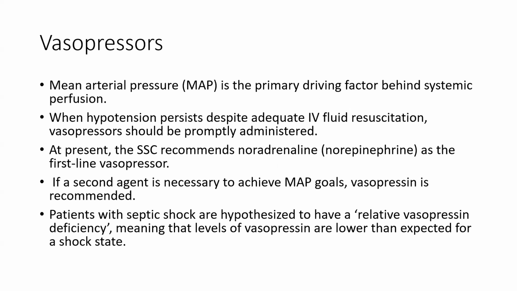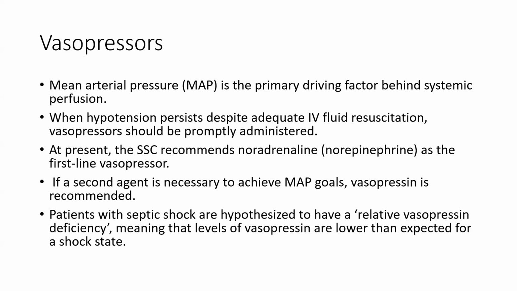Mean arterial pressure is the primary driving factor behind systemic perfusion. When hypotension persists despite adequate IV fluid resuscitation, vasopressors should be promptly administered. At present, the Surviving Sepsis Campaign recommends noradrenaline as the first-line vasopressor. If a second agent is necessary to achieve the MAP goal, vasopressin is recommended.